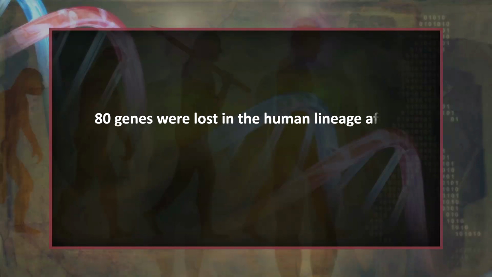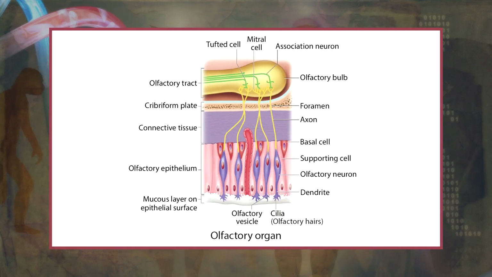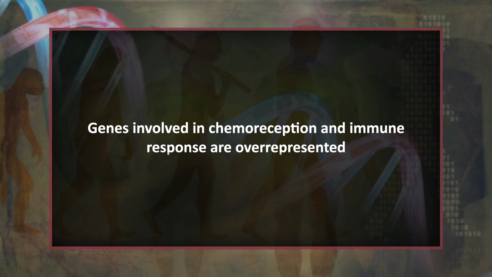80 genes were lost in the human lineage after separation from the last common ancestor with the chimpanzees. 36 of those were for olfactory receptors. Genes involved in chemoreception and immune response are overrepresented. Another study estimated that 86 genes had been lost.